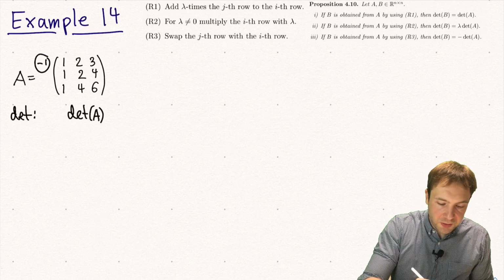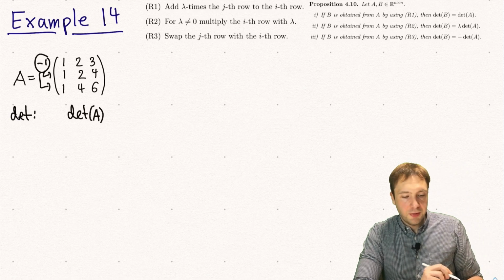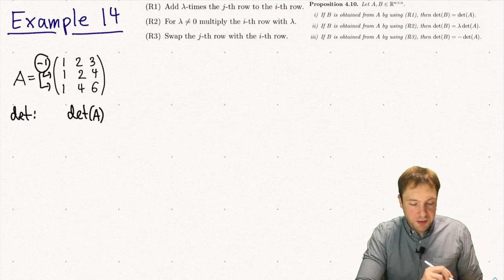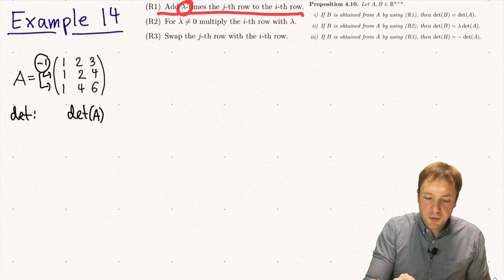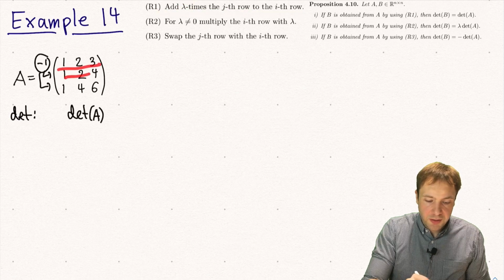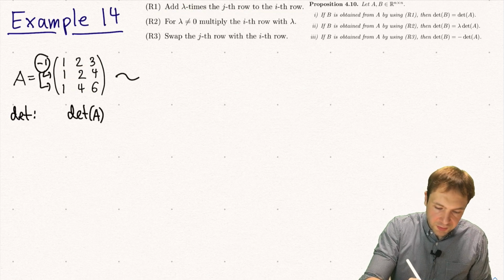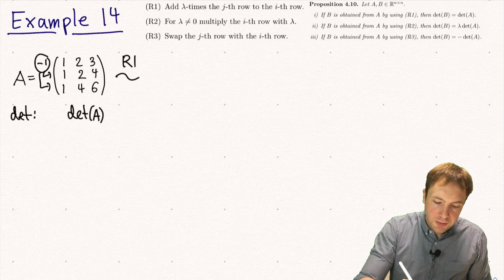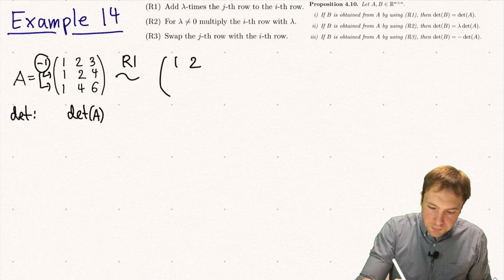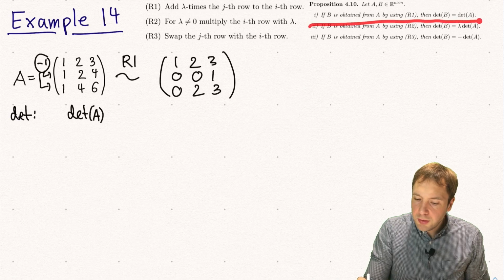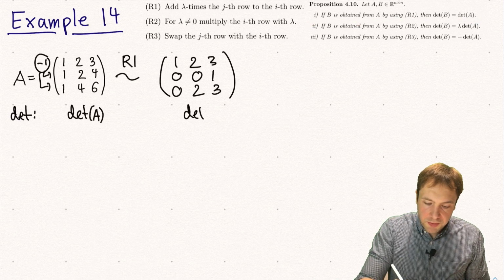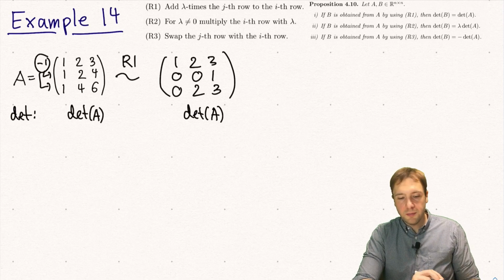So what would be the first step here? The first step would be to subtract the first row from the second and third. So we do row operation 1, meaning minus 1 times the first row we add to the third and second. So we use R1 twice here to get 1, 2, 3, and here we have 0, 0, 1, 0, 2, and 3. And by the proposition, because we used R1, the determinant is still the same. It's still just the determinant of A.